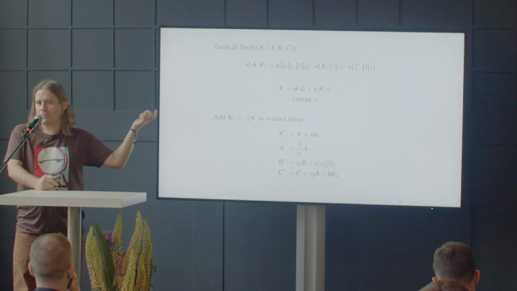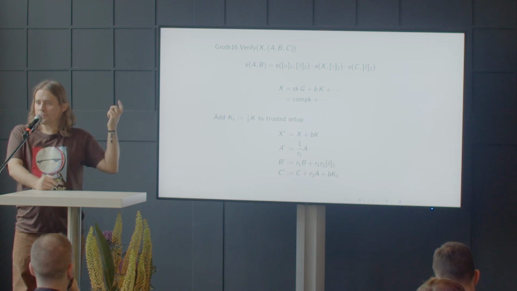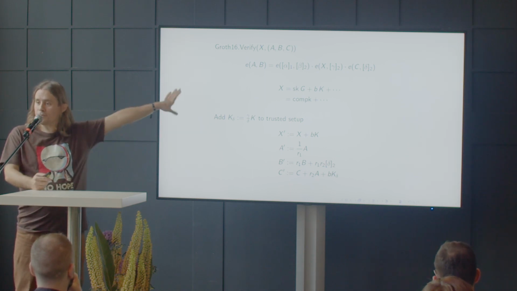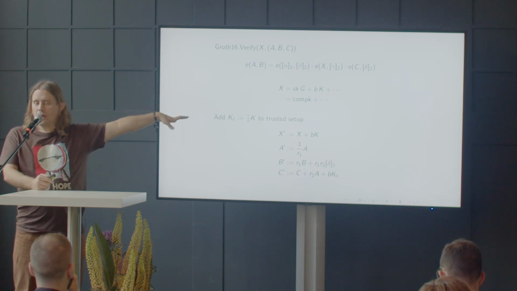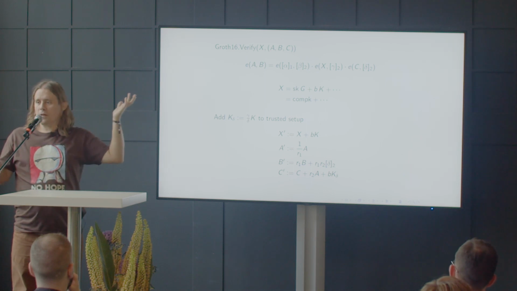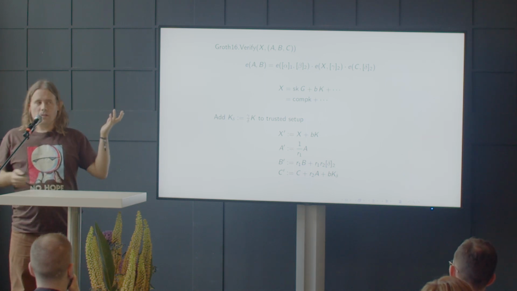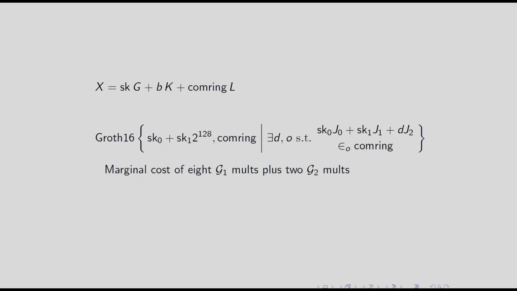But I already had that. The Pedersen VRF gives me that. So this is it. I have this Groth16 and the Pedersen VRF, and this gives me a ring VRF that is extremely cheap. In fact, the marginal cost of proving is totally 8 G1 scalar multiplications plus 2 G2 scalar multiplications.